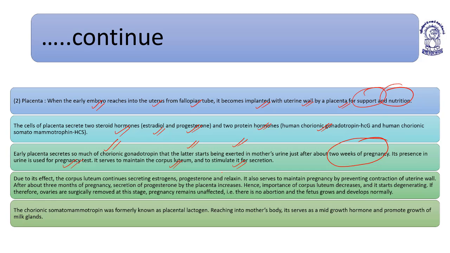Chorionic somatomammotropin was formerly known as placental lactogen. Reaching the mother's body, it serves as a mild growth hormone and promotes growth of milk glands. So placental lactogen helps to promote mild growth in the body.